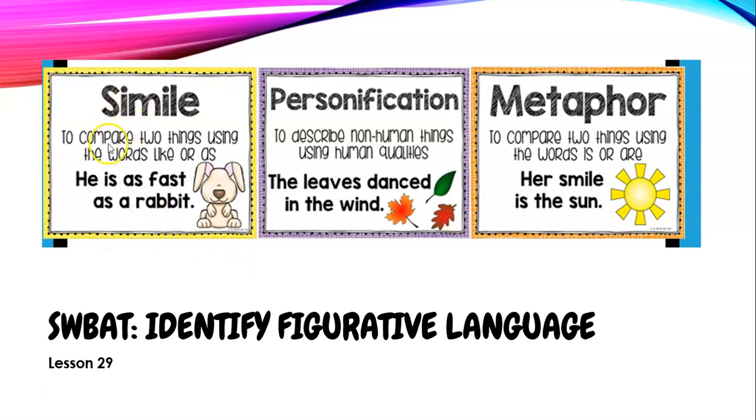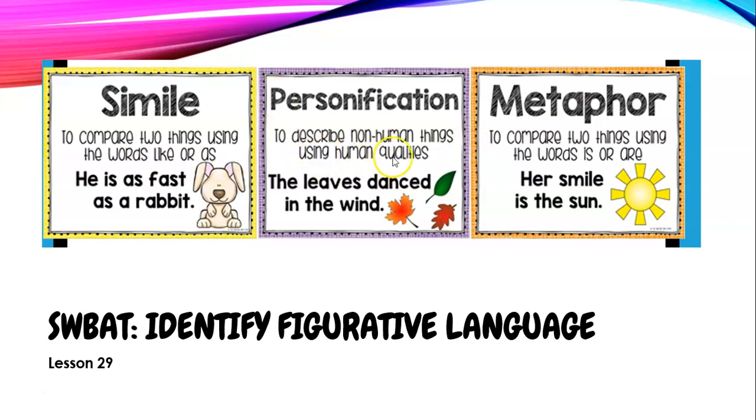So remember, a simile compares two things using the words like or as. He is as fast as a rabbit. Boys and girls, do they mean literally you could be as fast as a rabbit? No, right? They're comparing you to being very fast. If you ever see a rabbit running away, my goodness, they are very, very fast.